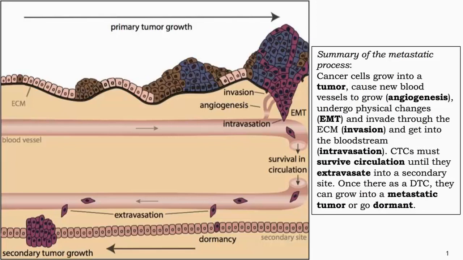Once in the blood vessel, cells must survive circulation and make their way to a secondary site, which is any other organ besides the organ from which the tumor cell originated. For instance, prostate tumor cells typically metastasize to bone as a secondary site. Tumor cells then extravasate out of the blood vessel and into the secondary site, where they may grow or undergo dormancy, which is basically just not growth. Over the course of the next several lectures, our group of instructors will go over each of these steps in detail to provide a much deeper level of understanding of the metastatic process. In this lecture, I will cover the first step, primary tumor growth, and the second step, angiogenesis.